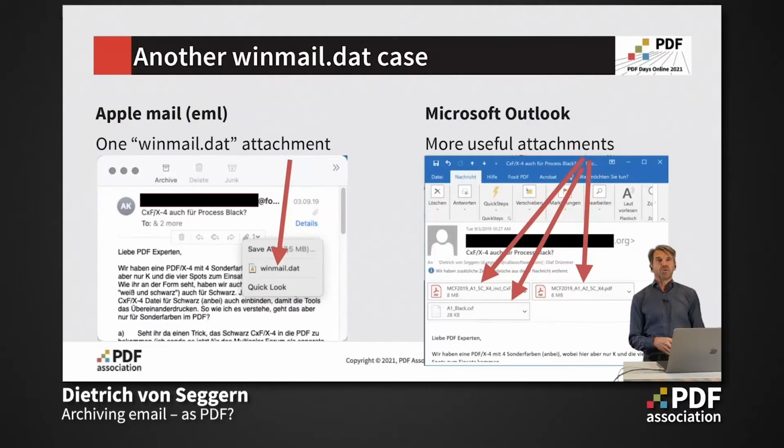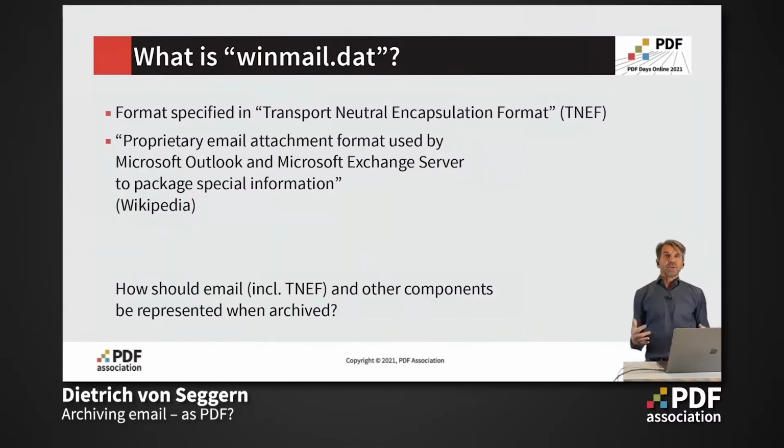Another example, and this is from my personal computer, from my email account. On the left-hand side, you see what I saw. In my Apple Mail there is just one attachment, which is called WinMail.dat. In Microsoft Outlook, on the other hand, you would see three attachments which have much more meaning: two PDF files and a CXF file. So that is much more helpful. So what is actually WinMail.dat? WinMail.dat is based on a format specified in the Transport Neutral Encapsulation Format, TNEF, which has been published by Microsoft. It's proprietary, and it is an email attachment that can be interpreted by Microsoft Outlook, Microsoft Exchange servers, and other Microsoft technology, and that encodes just special information.